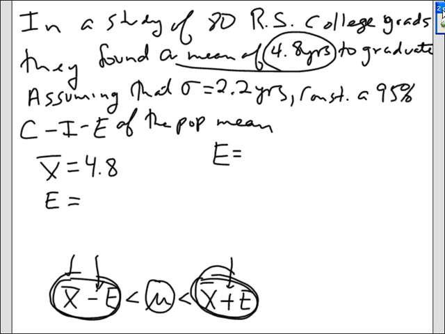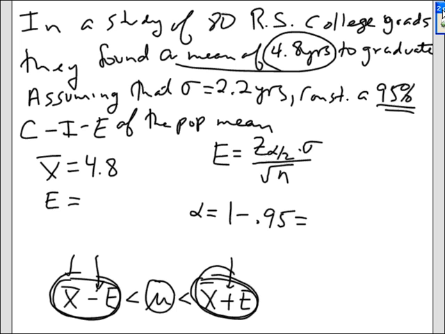And E is nothing more than z sub alpha over 2 times sigma divided by the square root of n. Now, alpha in our case is, since we want a 95% confidence interval, alpha is 1 minus that. Remember, 95% is 0.95, and that leaves you with 0.05. It might not be a crazy idea to think dollars and cents. You have $1, you take away 95 cents, you have a nickel, and the nickel is $0.05. But there really are no units.